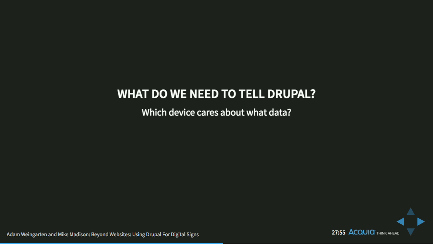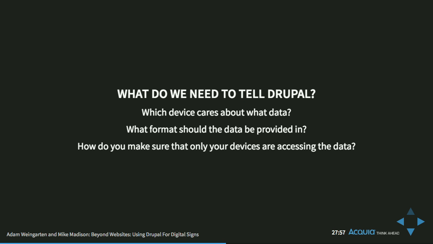So there's three big questions that we need to think about with the devices. The first one, obviously, is which devices actually care about which data? The second one is what format should that data be presented in, right? If we're talking about this cell phone versus that big screen, that format's going to change pretty significantly based on the device size. And finally, we have to make sure that the right devices are getting the right data. We're going to talk about each of these in a moment.